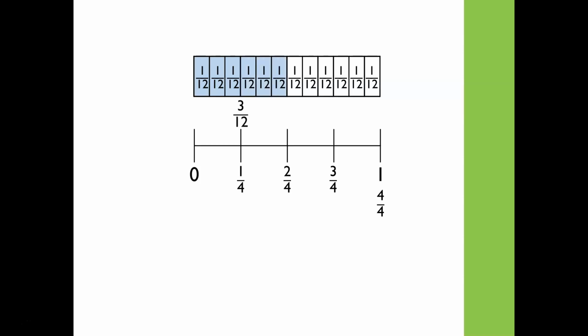Then if we shade 3 more 12ths, we have 6/12, which on the number line is in the same position as 2/4. 6/12 is equivalent to 2/4. We can continue shading in 3/12 and finding the equivalent fraction on the number line. 9/12 is equivalent to 3/4.